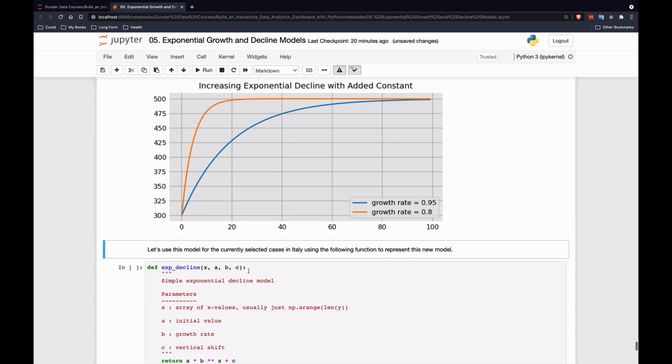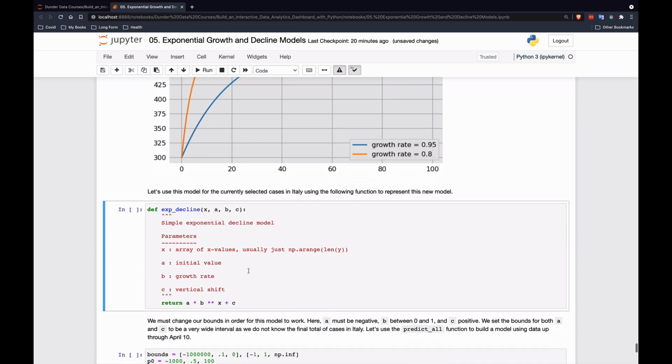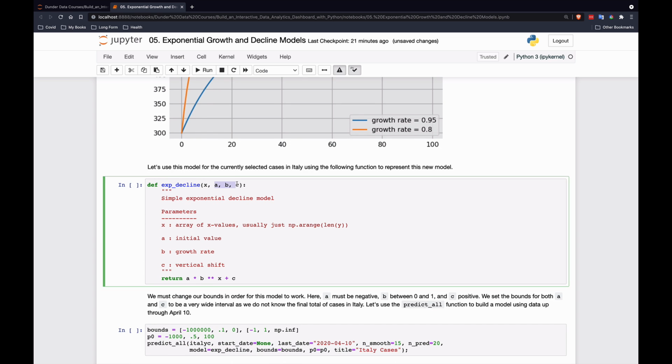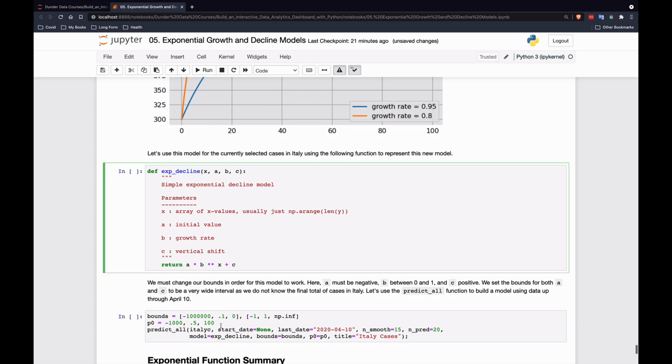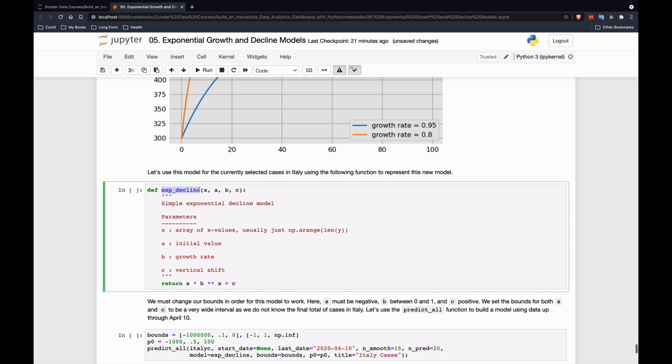Okay, so let's go ahead and put this model in. Now we have 3 parameters in our model, so we're creating a function that we'll be able to pass to predict all. That's our whole purpose here: we need to define that function such that we can pass it to predict all. X always comes first, and then the parameters, which it doesn't matter how many it has, come next. So here's our initial value, B is still the growth rate, and C is now this new parameter of the vertical shift.